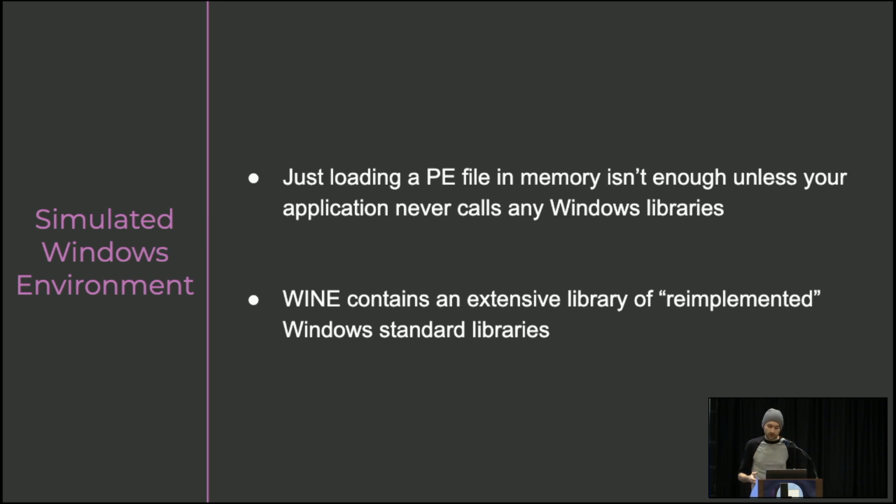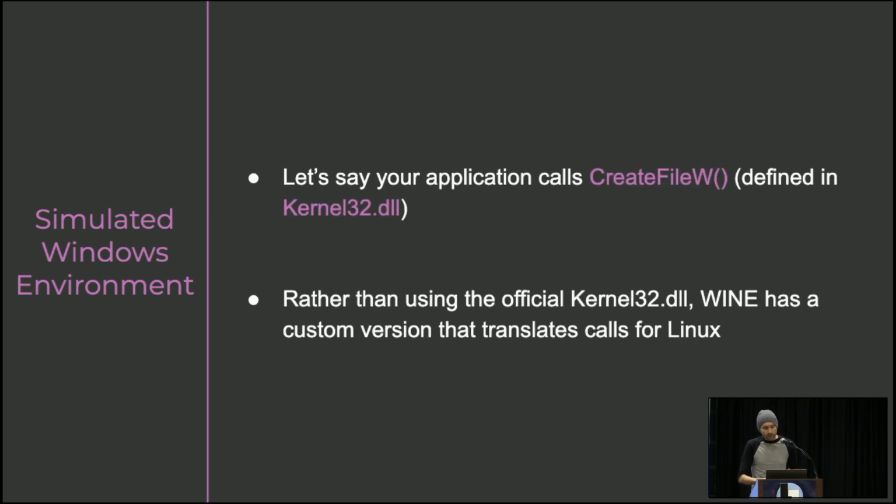So we've talked about executable loading, but just loading a PE file into memory isn't enough to actually run that on Linux unless it's really simple and you never actually call any Windows libraries or anything like that, which obviously doesn't happen very often. The majority of work that goes into the development of Wine is basically re-implementing Windows standard libraries for Linux. So to give an example there, let's say you have an application and you call CreateFileW, the standard way to create a file, which is a function defined in kernel32.dll.